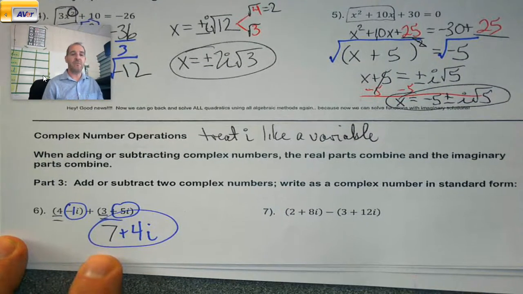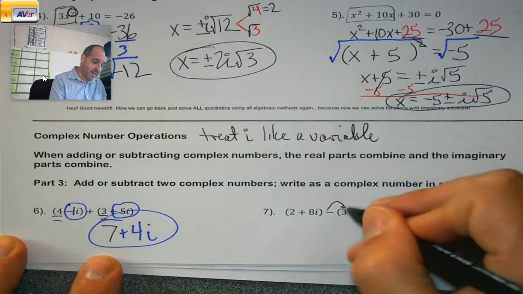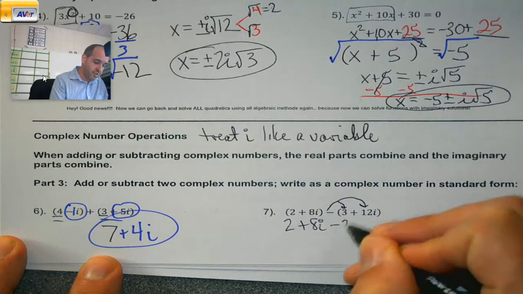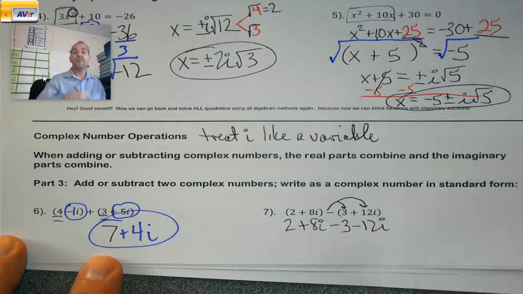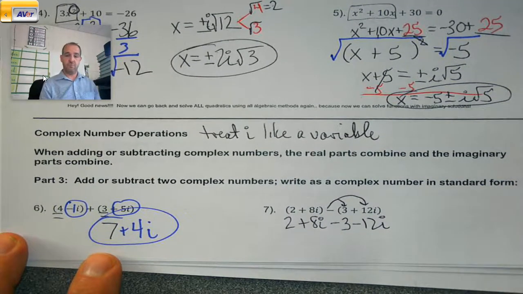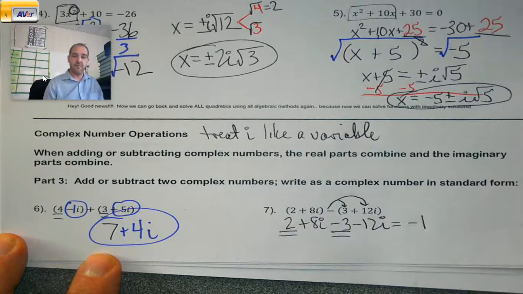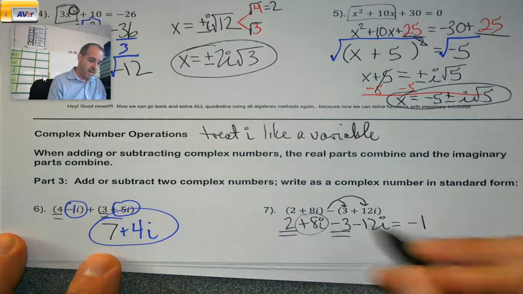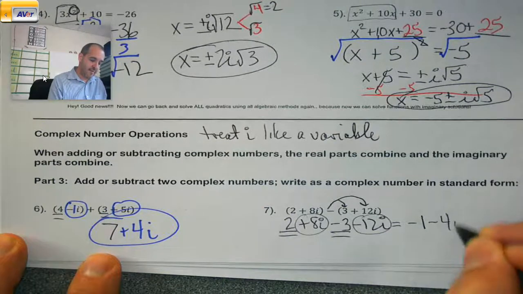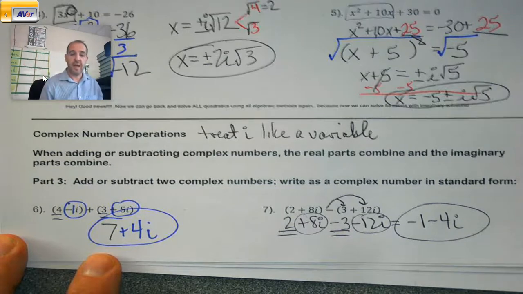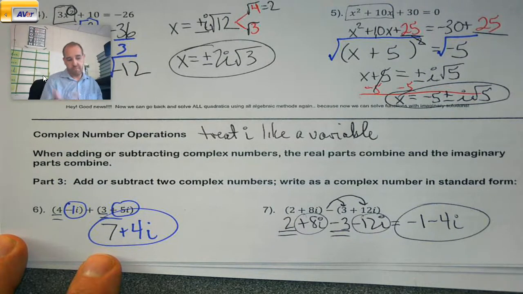And just like any time we're dealing with operations on anything, be careful of signs. This negative is here. Take a moment to distribute that negative through. Now go through and combine like terms. 2 minus 3 is -1. 8 minus 12 is -4. And we move on with our life. So just treat i like a variable, and you'll be good.